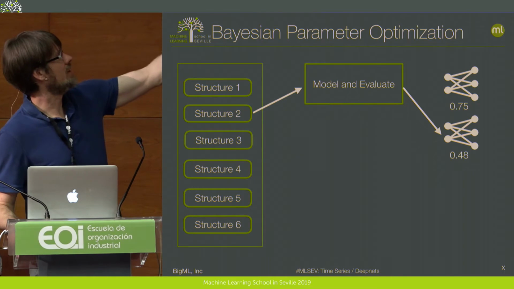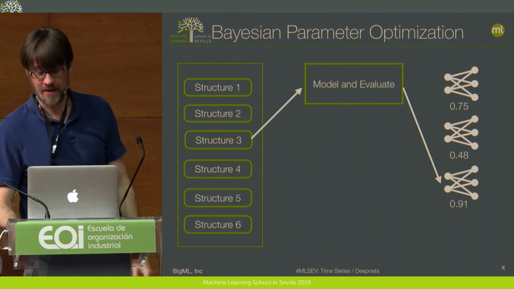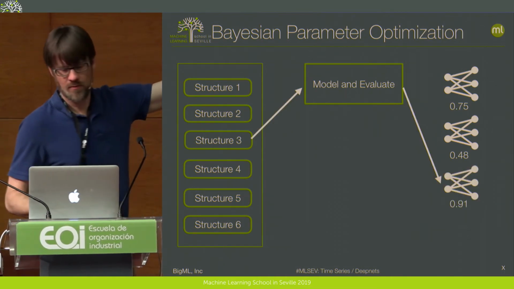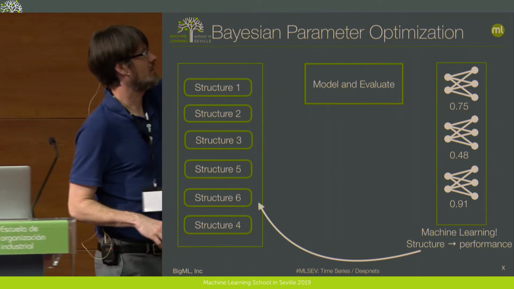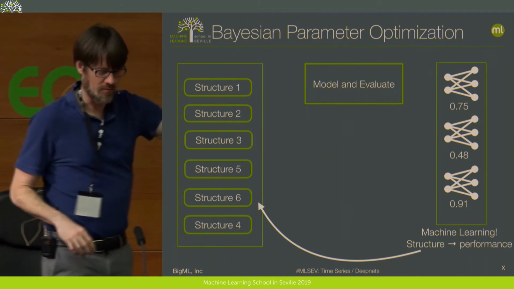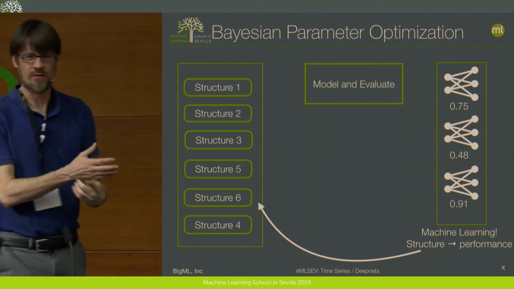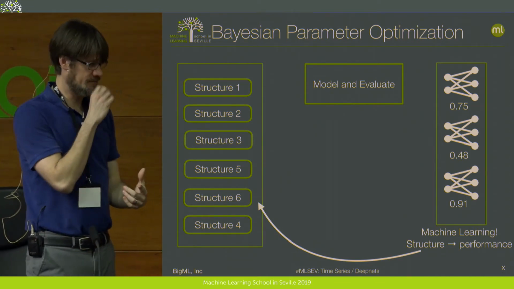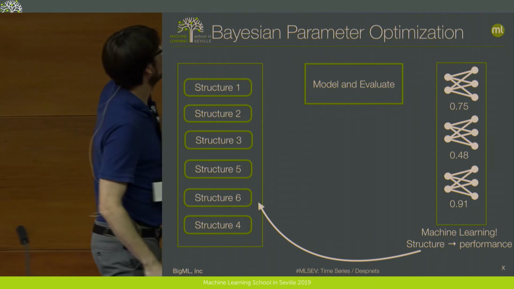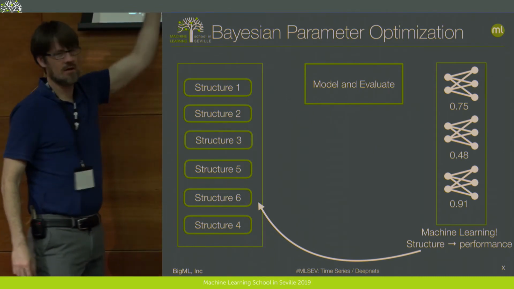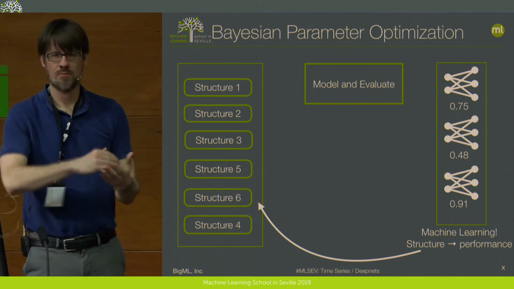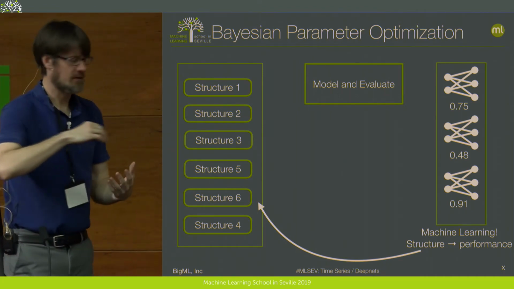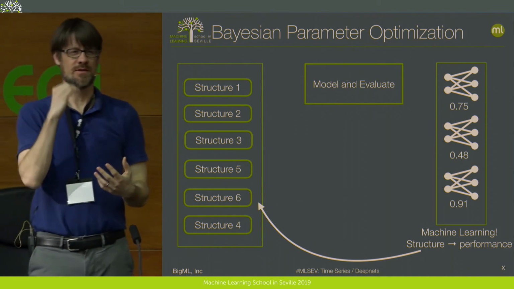Then the next structure there, model and evaluate, that one's worse. Hey, that one's pretty good. And so based on the results of that, we can make a model. We can say, okay, this structure did well, this structure did poorly. What are the differences between those two structures? And then we can reorder our queue of possible structures so that the ones that look good, according to what we've done so far, move up in the queue, right? And so we evaluate the most promising ones sooner.